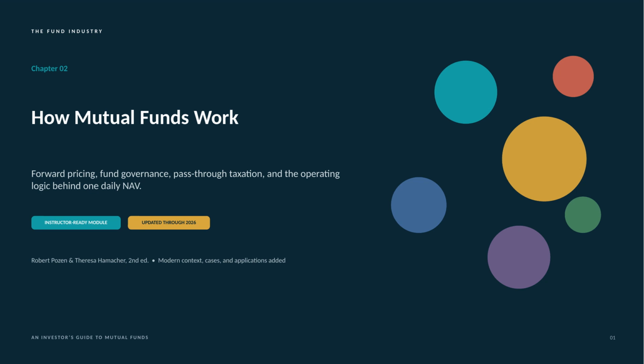Welcome to Chapter 2, How Mutual Funds Work. To a shareholder, a fund can look almost effortless. Submit an order, receive shares, and later see one net asset value. Behind that simplicity is a coordinated operating system. Orders must be received and time-stamped, securities valued, expenses accrued, cash and positions reconciled, taxes reported, and conflicts governed.